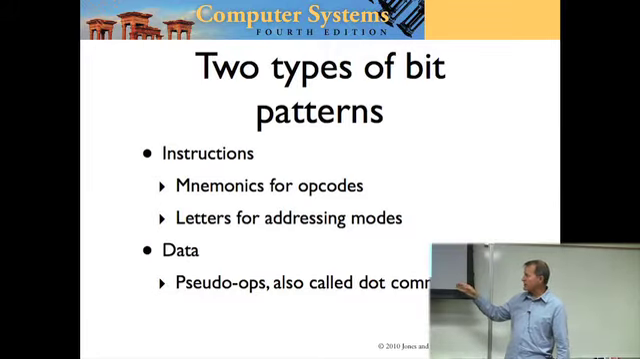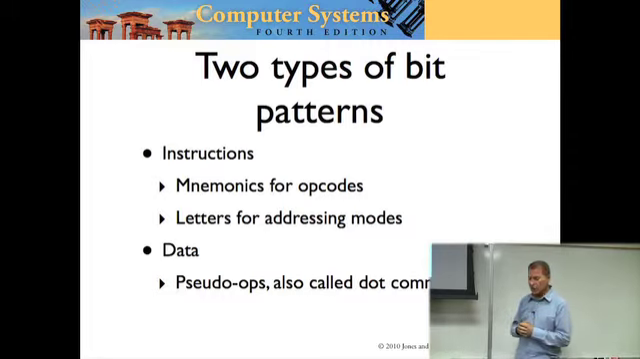Now the data does not have an opcode. Are you with me? So for the data we use what are called pseudo ops. Now what does pseudo mean? Fake. So pseudo op means these aren't really ops, these aren't really operations. They're pseudo operations. They're data. So that's the terminology you use for the way you make abbreviations for the data bits that are supposed to be interpreted as data. They are also called dot commands because pseudo-ops begin with a dot. That's a common convention in assembly languages.